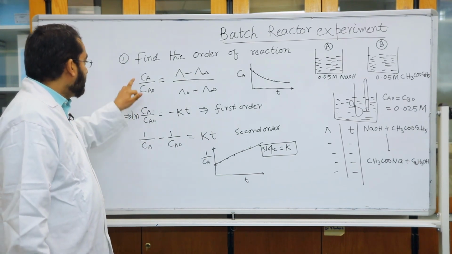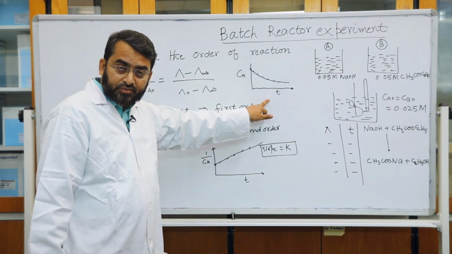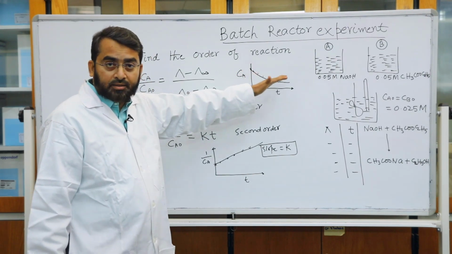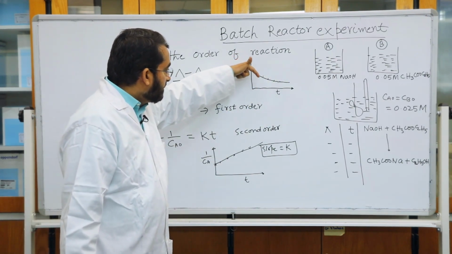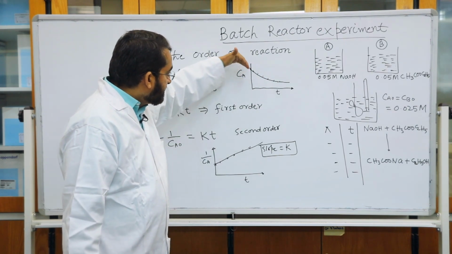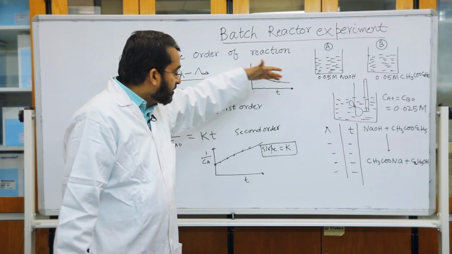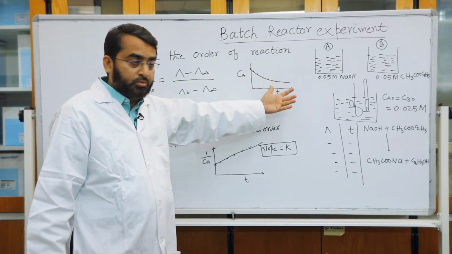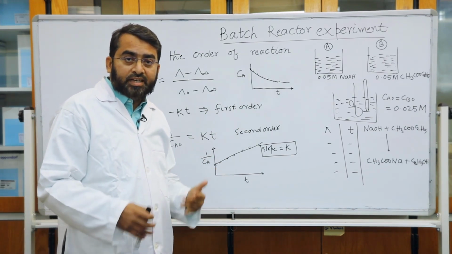So once you know the concentration, you can plot the concentration versus time graph, and you can see A is a reactant, so it is decreasing with time, and that makes sense. You can see that the slope is initially higher because the rate of reaction is higher, and slowly the rate of reaction becomes almost 0 because all the reactants are being consumed. So now your job is to find the order of the reaction.